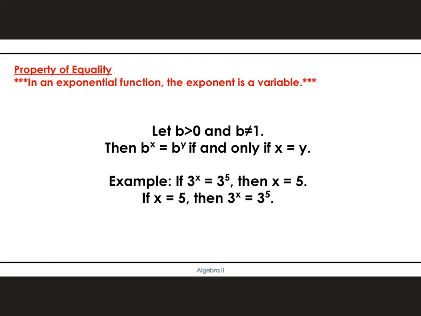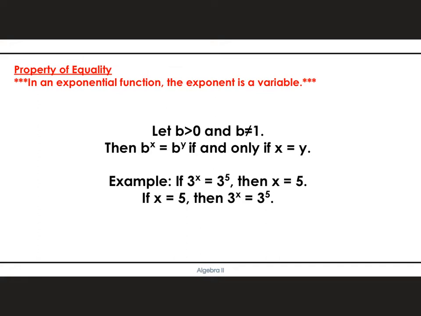So the first thing you have to know in order to solve exponential equations is the property of equality. First of all, remember that in an exponential function, the exponent is a variable. So anytime we are looking to solve an exponential equation, we are looking to solve whatever that variable is that is the exponent. It's not going to be like 2x plus 4, we are always looking at whatever that exponent is. So the property of equality says that if b is greater than 0 and b doesn't equal 1, remember b being our base, then b to the x power is equal to b to the y power if and only if x is equal to y.